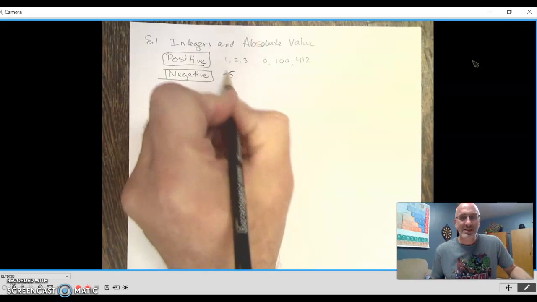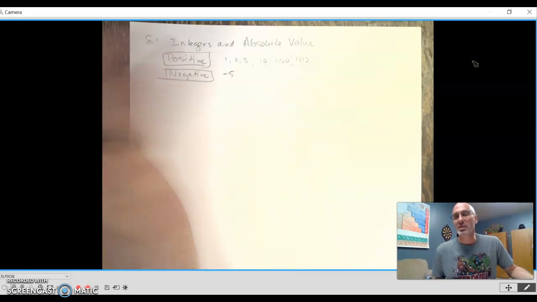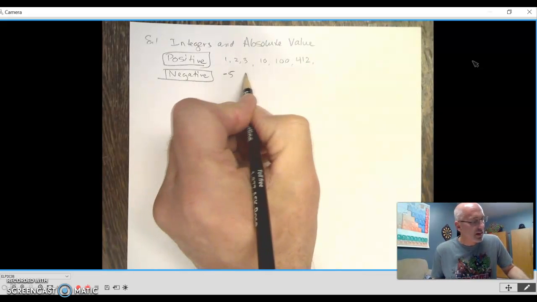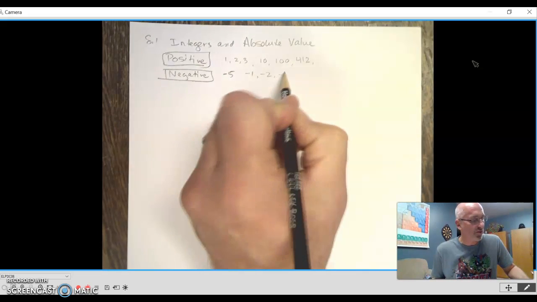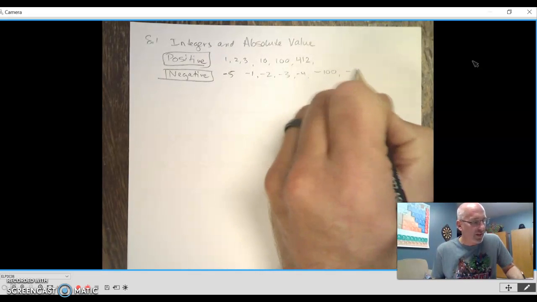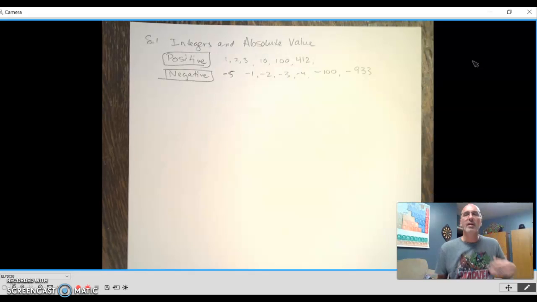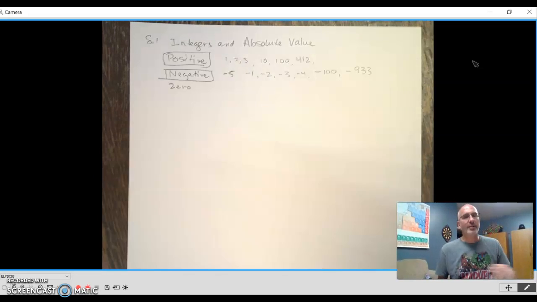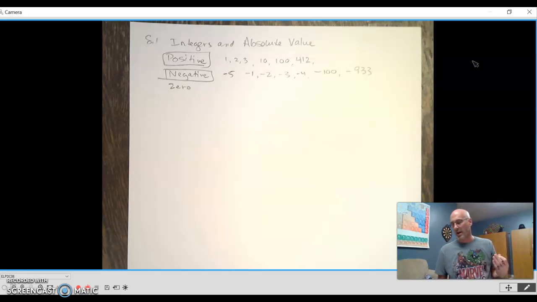The little, what looks like a subtraction sign, but when we use it just on a plain number, is called a negative sign. So it is any number like -1, -2, -3, -4, -100, -933. Any number with a minus looks like a minus sign, but it's called negative. We read it negative 5, negative 1. And then we have the good old number 0. 0 is neither positive nor negative.